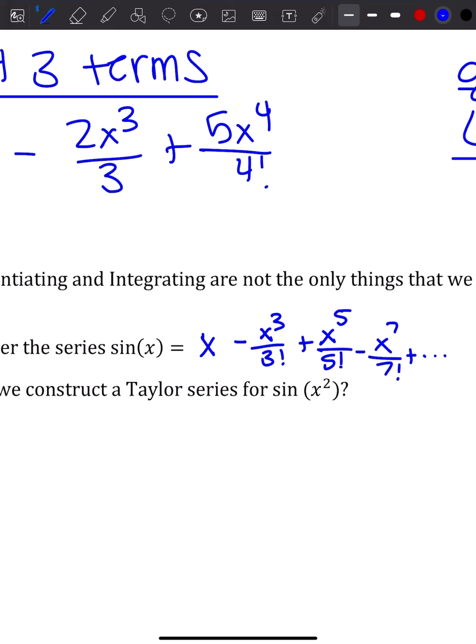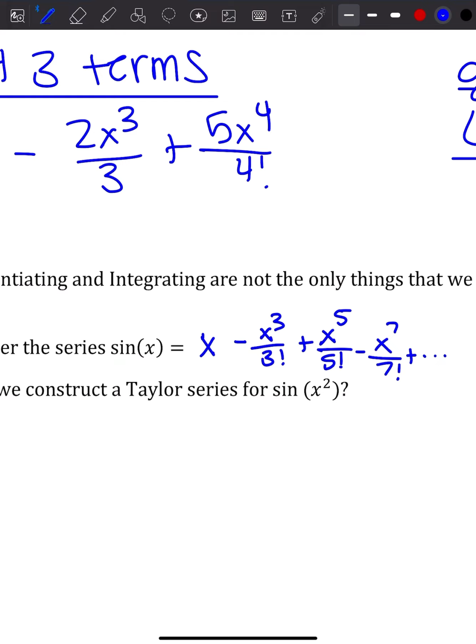Okay, so could we construct a Taylor series centered at 0, because that's what the original one is centered at, for sine of x squared? Things that we want to remind ourselves of: if we take the first derivative, that would give us our first term. If we take the second derivative, that would give our second term, and so on. So let's look at what that would look like to help us out here.